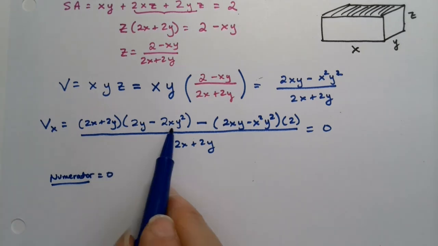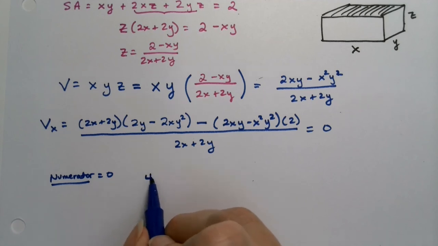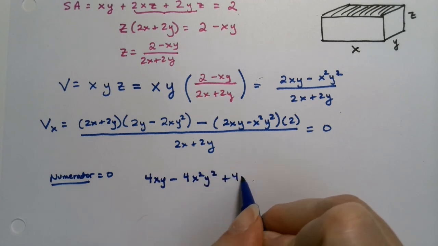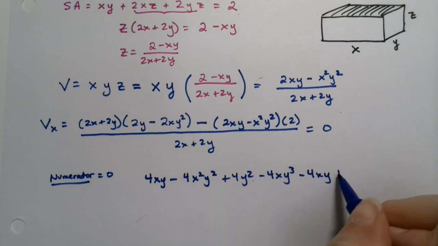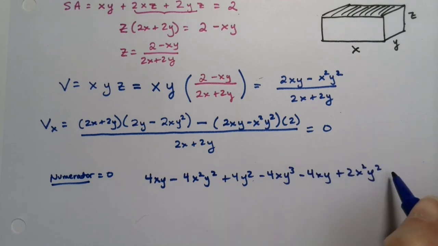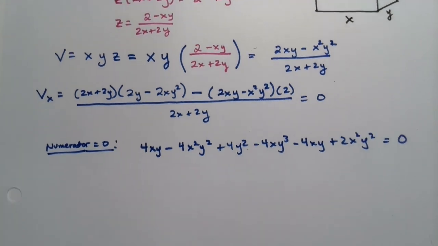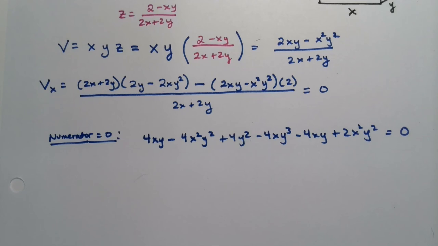Okay, so let's distribute this numerator out. That numerator would be 4xy minus 4x squared y squared plus 4y squared minus 4xy cubed minus 4xy plus 2x squared y squared. And that whole thing is equal to 0. That's the only way I'm going to get a critical point, if I can make this happen. Obviously, this is a little trickier to do than some of the ones we've done previously. And of course, we could always use Maple a little bit to help ourselves if we wanted to.